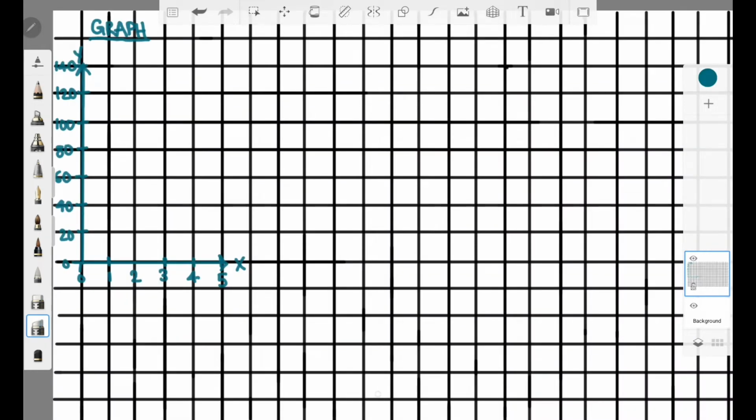Now we're ready to graph. There are 2 ways we can approach this graph. 1, we can plot all of the data points that we just found in our table, or 2, we can use the equation with the slope of the line and the y-intercept. I will teach you how to graph using the equation.